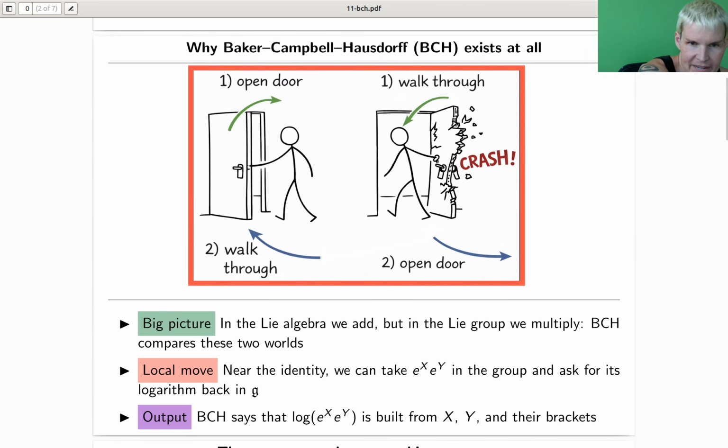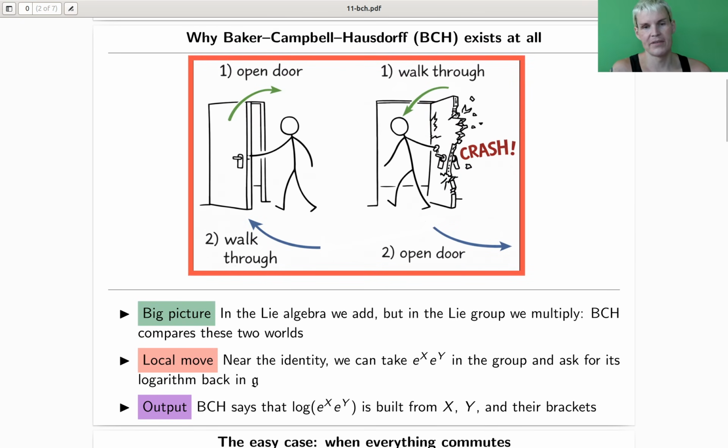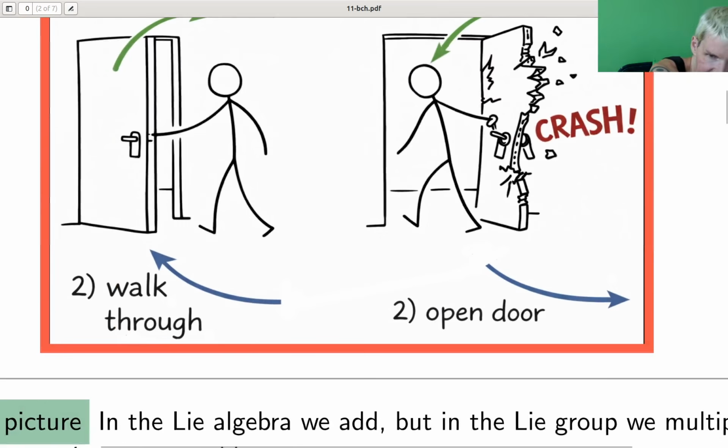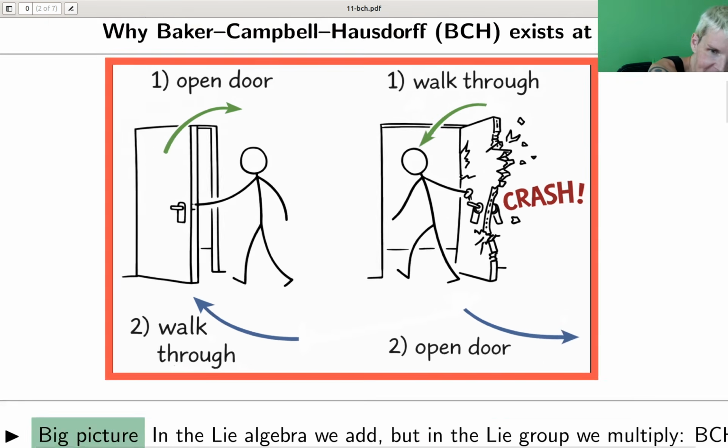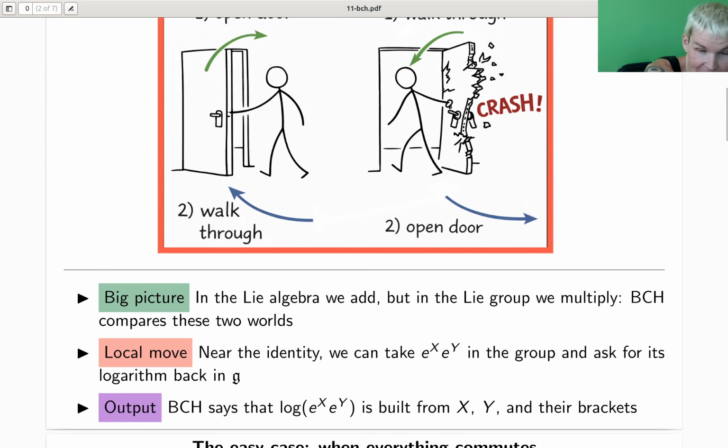Okay, so here's again my favorite picture of why commutativity matters. Hopefully at this point I've convinced you that commutativity matters. If you open the door and you walk through, or you walk through the door and then you open the door, usually that is actually different. Commutativity matters. In the Lie algebra we add, in the Lie group we multiply, logarithm, exponential map. And the Baker-Campbell-Hausdorff formula literally compares those. What is lost along the way, how you need to do that, how the bracket enters the picture.